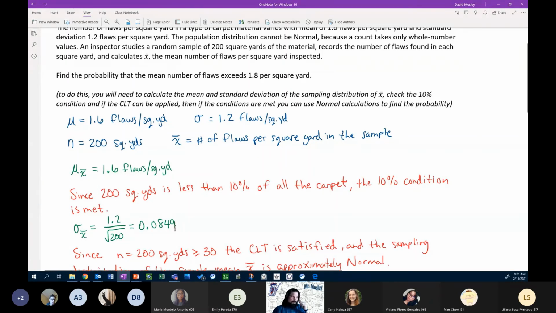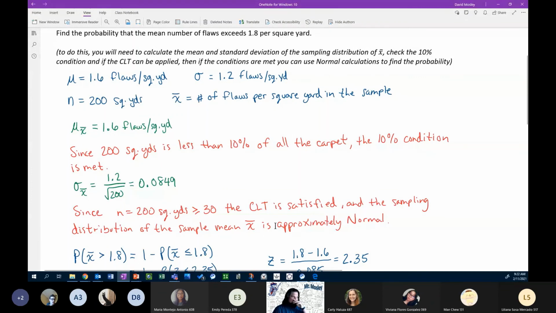So then we can find a standard deviation of X bar, which is equal to the standard deviation of the population, 1.2, divided by the square root of the sample size of 200. We get 0.0849 approximately. Since n equals 200 square yards is greater than or equal to 30, the central limit theorem is satisfied, and the sampling distribution of the sample mean X bar is approximately normal.